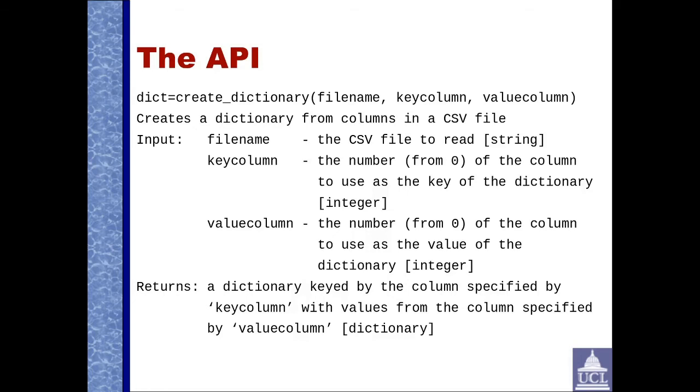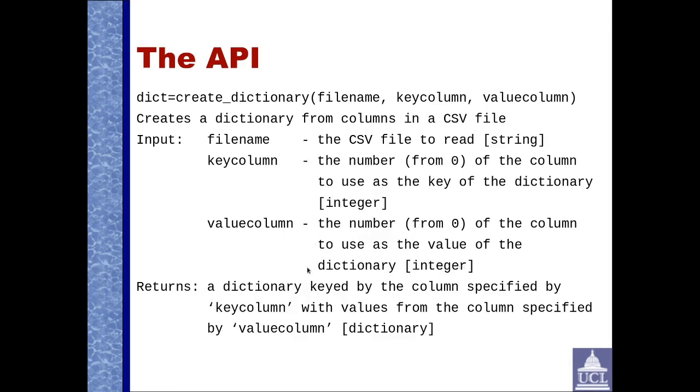It's very, very simple. All we need to do is say what the function does, say what the inputs are: the file name, which is the CSV file to read, and that's going to be a string; the key column, which is a number, counting from 0, of the column to use as the key of a dictionary, and that's an integer; and the value column, the number from 0 of the column to use as the value of the dictionary. Again, that's an integer.